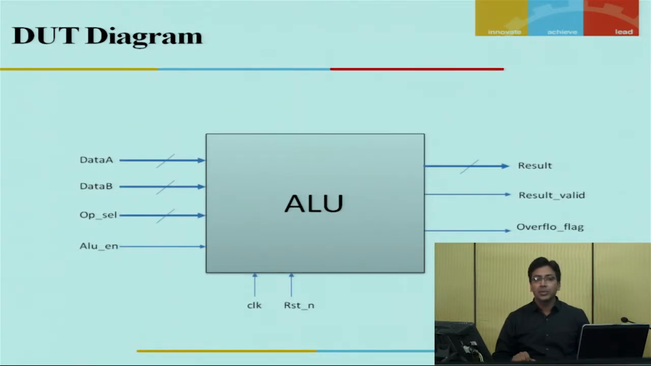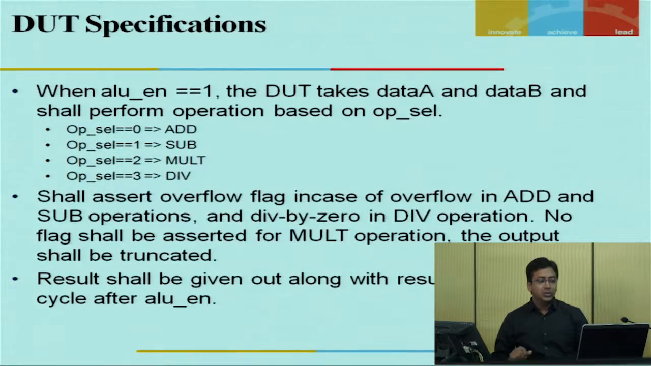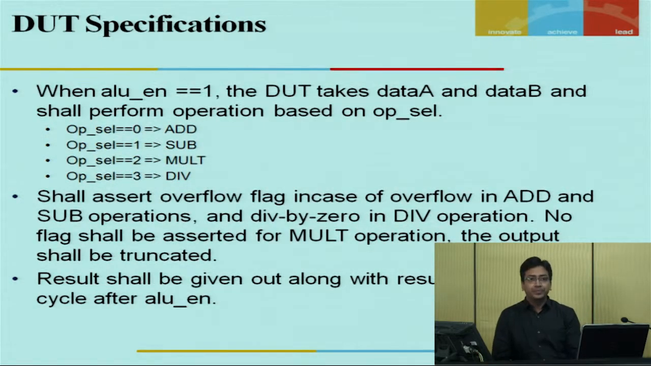Clock and reset would be provided to the DUT, and the DUT will perform the operation and give the result as an 8-bit result output on the result pin, and it will also give a result valid. Only if the result valid is high, the result shall be considered. And in case of overflow, if the output goes beyond the 8 bits, the overflow flag shall be asserted by the DUT. Let's go through the DUT specifications in detail.